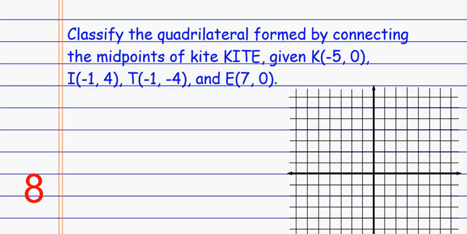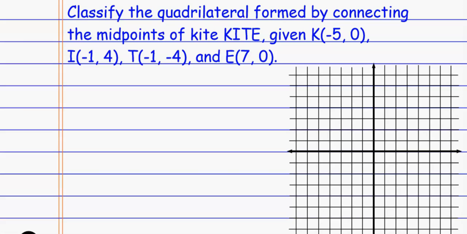If we look at this guy, it says classify the quadrilateral formed by connecting the midpoints of KITE. And so this time, we're not just identifying the quadrilateral that's given. We're identifying a new quadrilateral that we're going to create using the midpoints of a previous quadrilateral, all right? So let's draw this kite first.